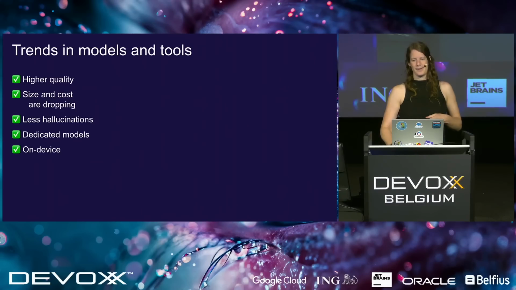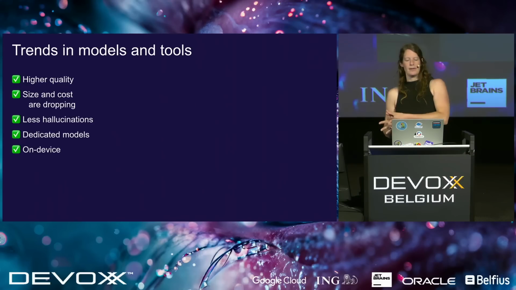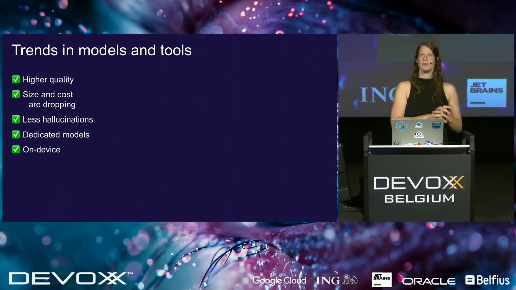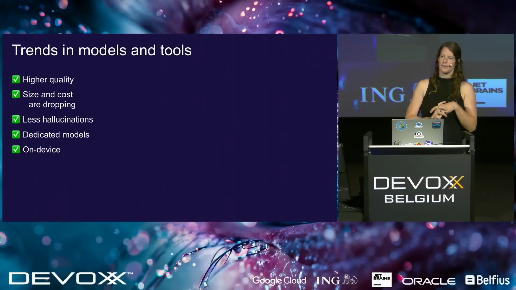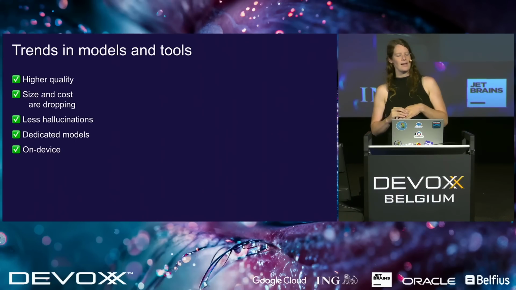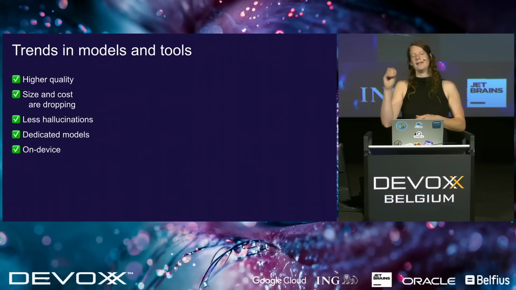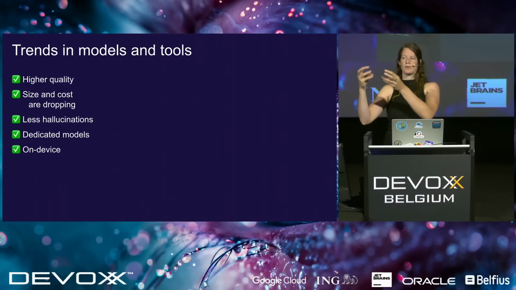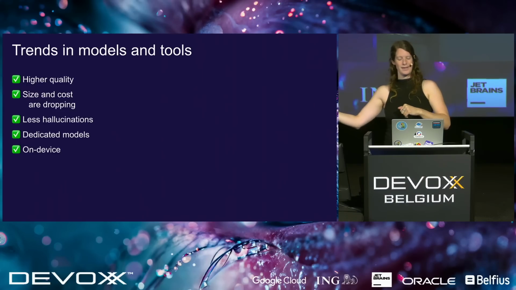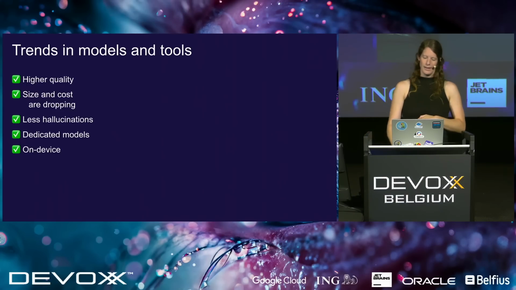So what does the future hold? We see that the models get a higher quality while their size and costs are dropping. There's much less hallucinations. We get tiny dedicated models for specific tasks, like finding out whether this user is sure. This could be a very, very tiny, super fast model, and it's something that in state machines I foresee will be needed all the time.